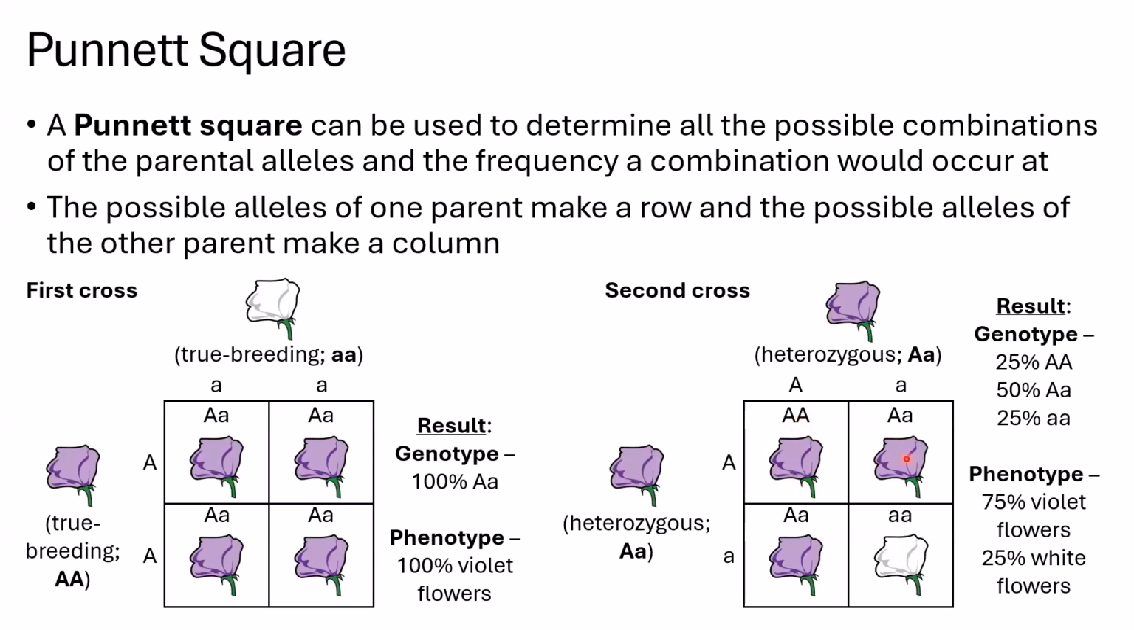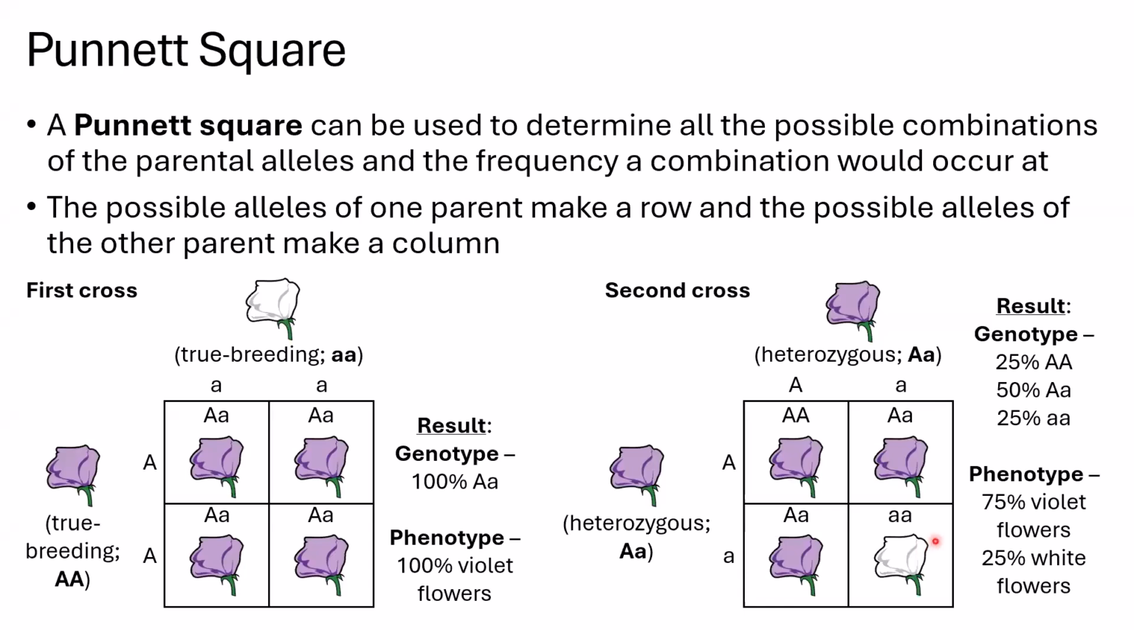In the second box, we have an uppercase A from one parent and a lowercase a from the other, resulting in a heterozygous genotype and dominant phenotype. The same is true for the third box. In the last box, there is a lowercase a from one parent and a lowercase a from the other. This results in a homozygous recessive genotype and a recessive phenotype.